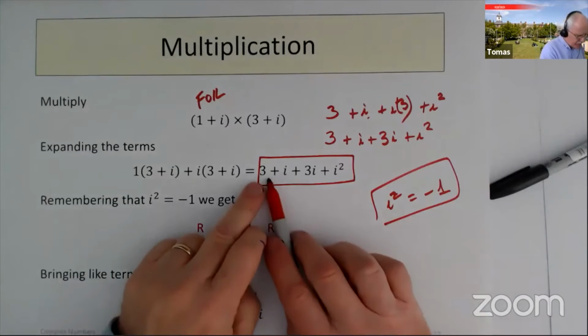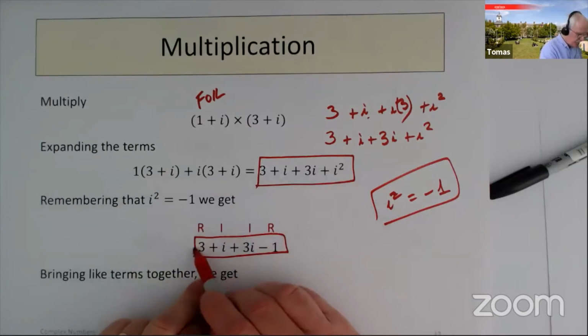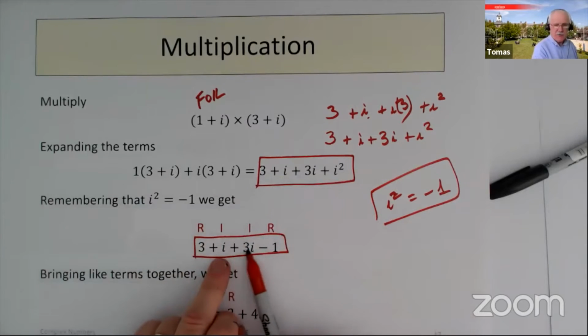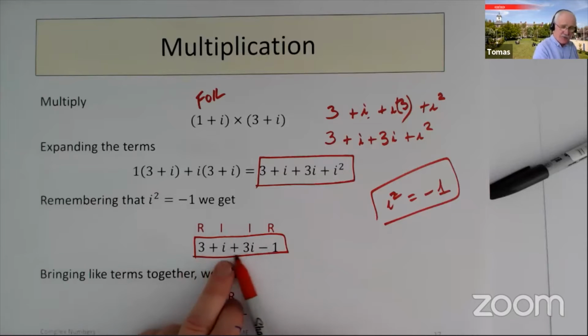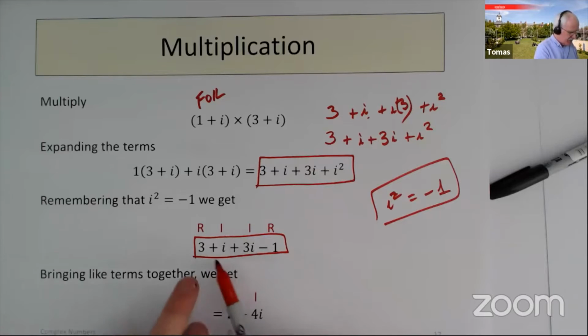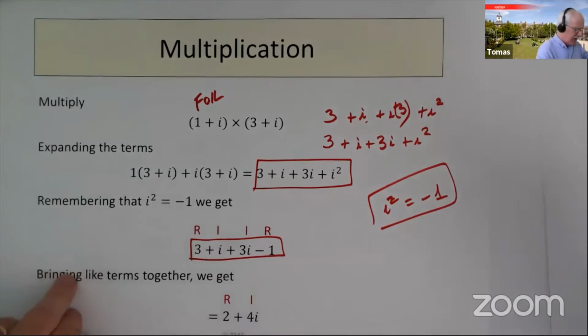So now we're left with 3 plus i plus 3i minus 1. And again, we can join those bits up together. The 3 and the minus 1 are real, and the i and the 3i are imaginary, in that they have an imaginary element in i. So the 3 and the minus 1 gives us 2, and the i and the 3i gives us 4i when added. So this is really strange.